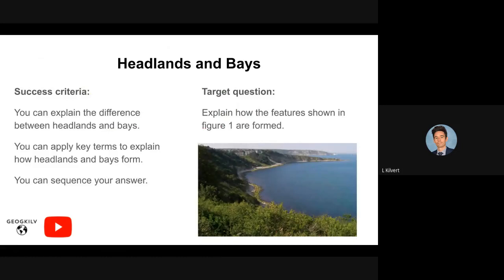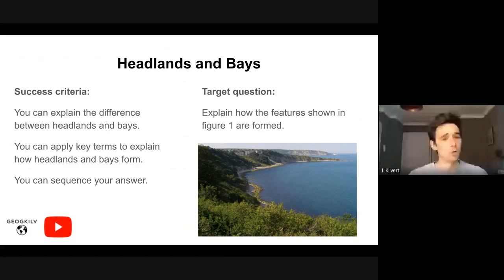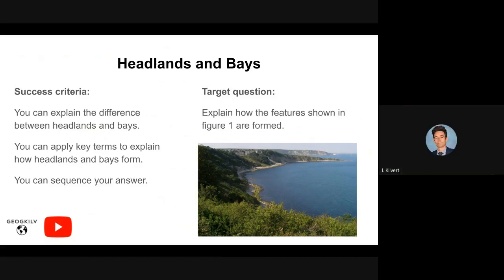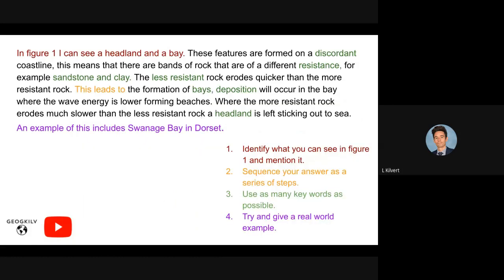So this is what I wanted you to learn from this lesson. I wanted you to learn the differences between headlands and bays. I wanted you to be able to use keywords, concordant, discordant, more resistant, less resistant, different types of rock, sandstone, chalk, clay, to be able to explain how they're formed. And hopefully you can sequence your answer by answering this target question, which I've got up here, okay? If you wanted to, you could have a look at my model answer and perhaps pause it on this final screen and see how you can change the original answer that you've just written to try and improve it based on my 4 steps and based on my model answer to the question.